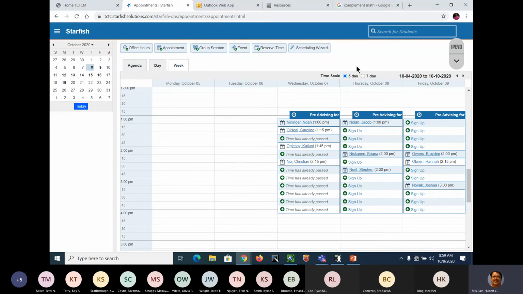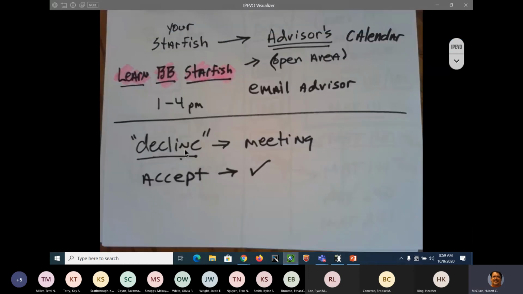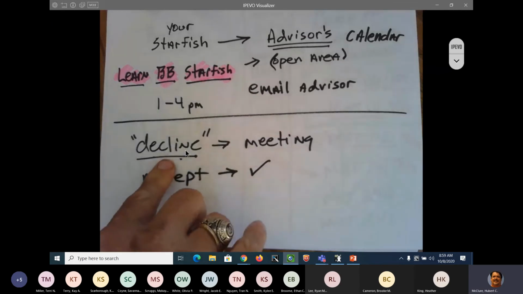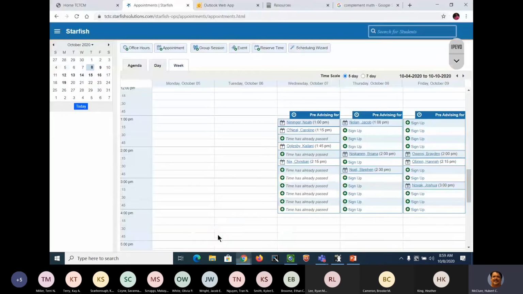Now, what do you need to do? Sign up for a time. Let me go back here. What if I get an email that says declined? Well, let me explain this to you. The reason that a teacher would decline, I've already declined like 3 students. This mechanism that we do this with is very rigid.